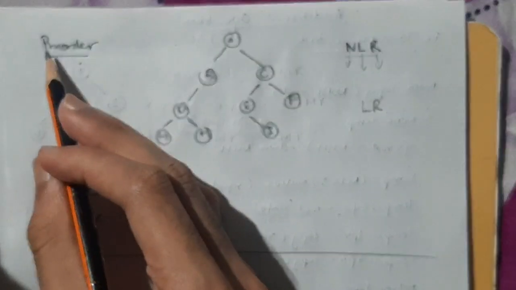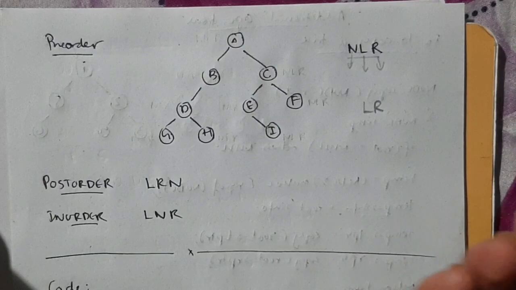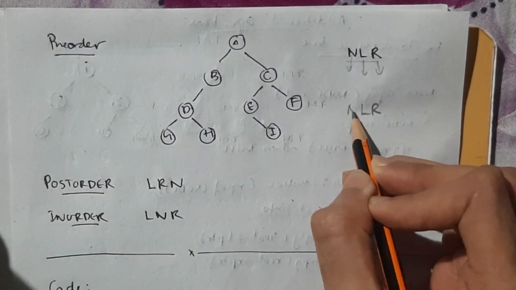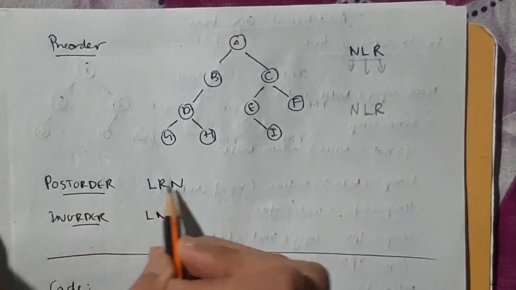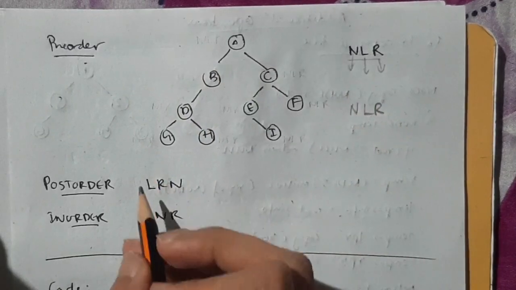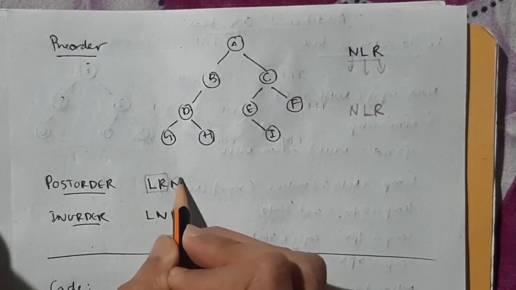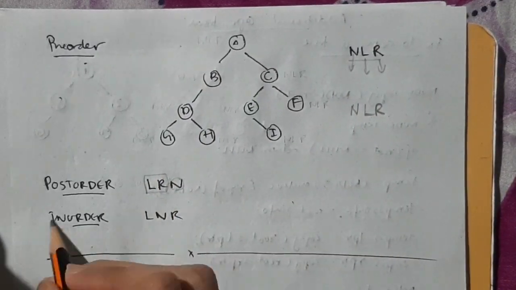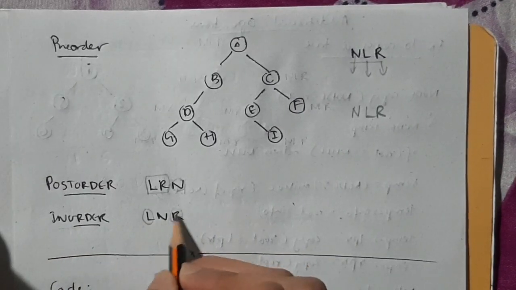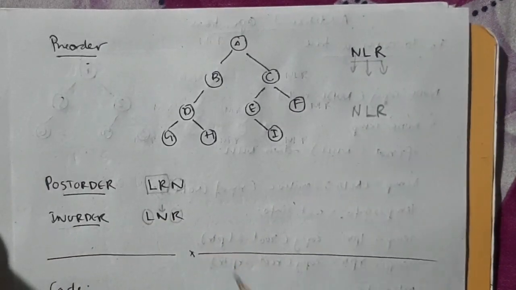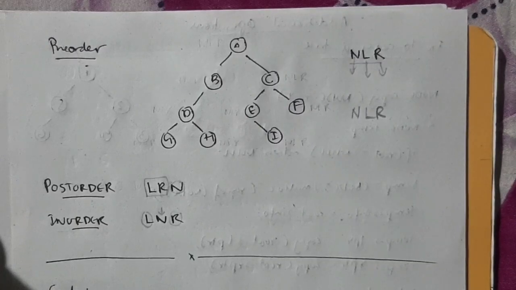Okay, in pre-order, pre means what? Initially, means starting. So in starting you will have node. In post-order, post means at last, right? So LR will be constant and at last you will have N. And in order means in between. So LR will be constant, in between you will have N. Okay, in that way you can remember pre-order, post-order and in order.